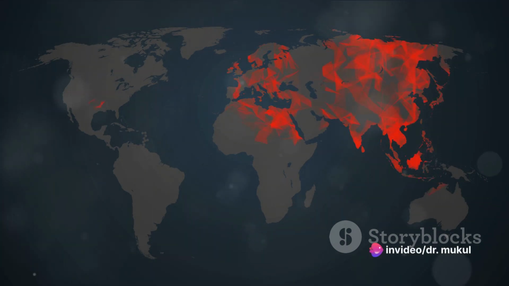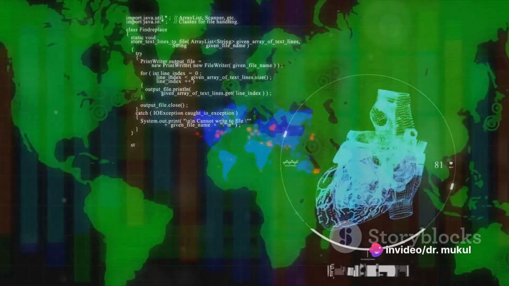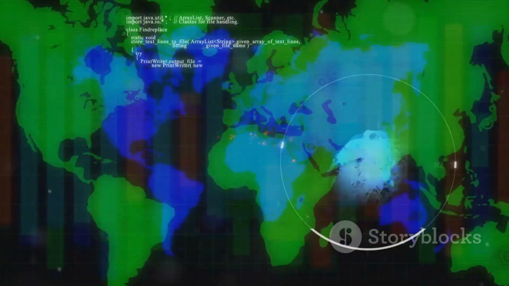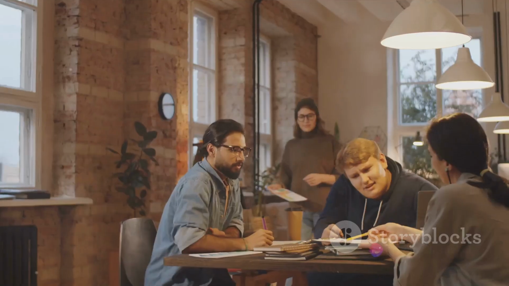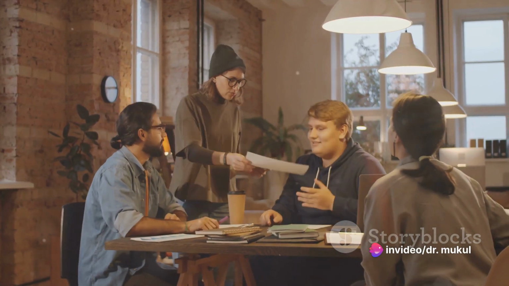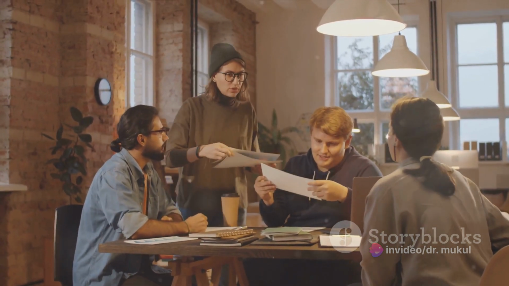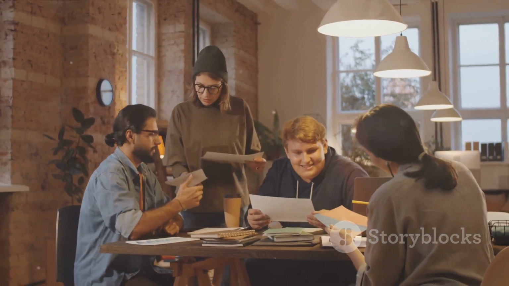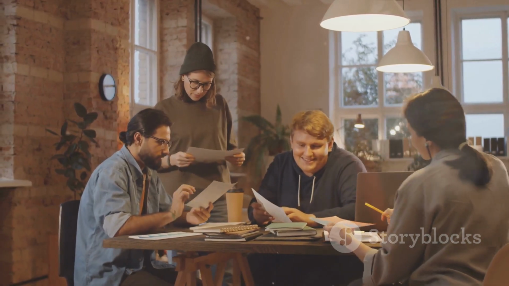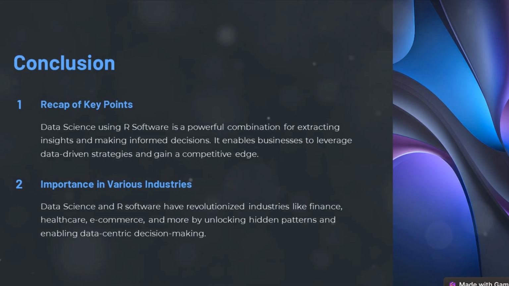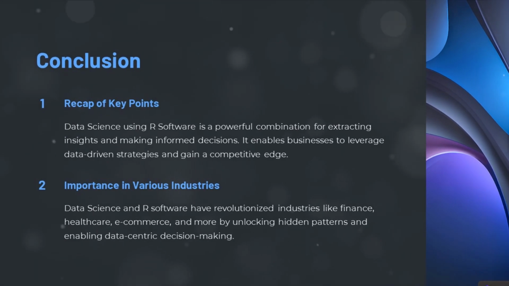These are just a few examples of what you can do with data science using R software. Each project presents its own unique challenges and opportunities for learning. Whether you're predicting house prices, analyzing customer data, or detecting fraud, you're sure to find something that interests you and helps you develop your skills as a data scientist. Remember, these examples only scratch the surface of what's possible with data science using R software. The possibilities are virtually endless.